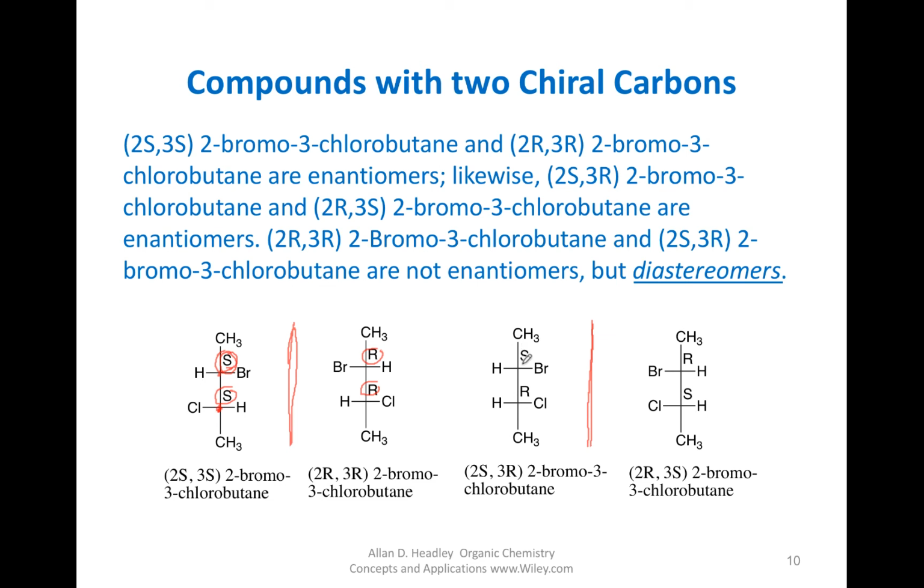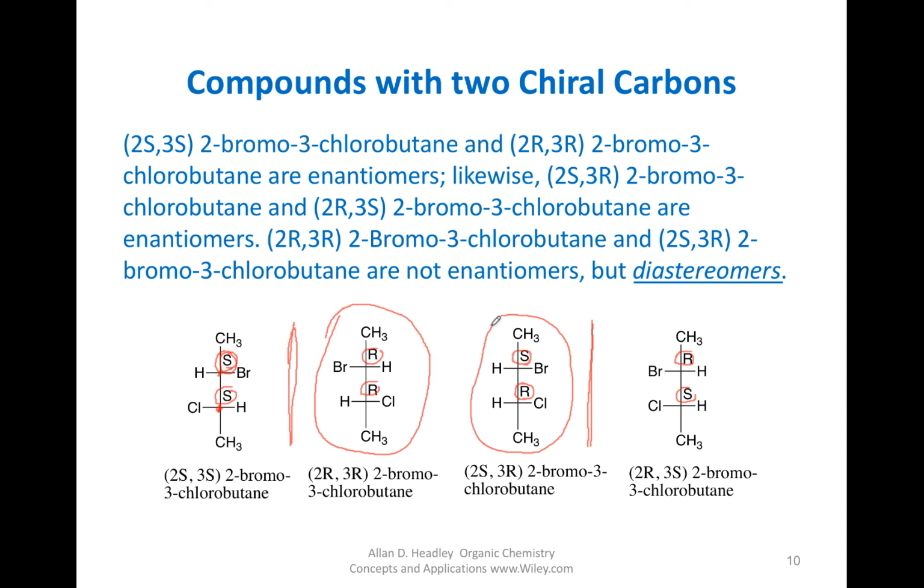This is S. If you do the absolute assignment, that's S. If you do the absolute assignment here, that's R. And this is R. And this is S. Since they are opposite, they are in fact enantiomers. The question now becomes, if you should in fact compare this molecule here that I'm highlighting or circling in red with this molecule here, what's the relationship?